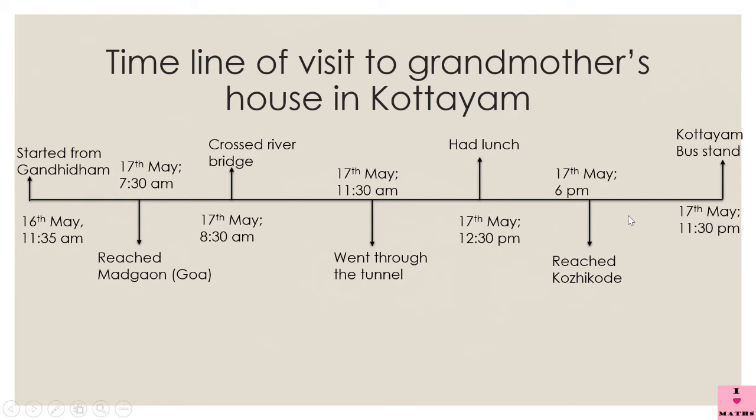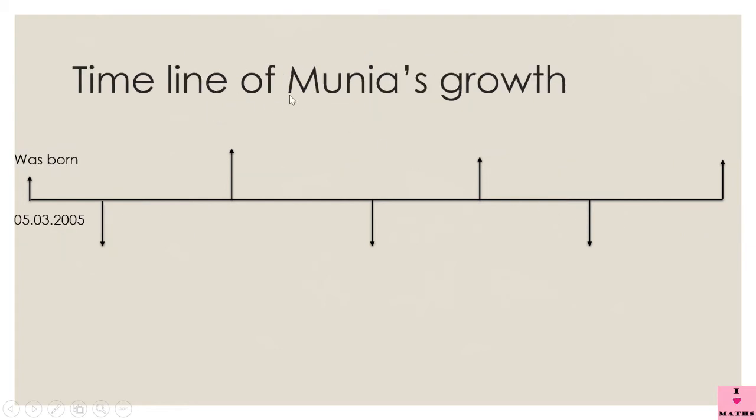In your maths book, there is another timeline about which we have talked, and that is the timeline of Munya's growth. Now, there is a little girl, Rani, who is very excited about her baby sister, Munya. Munya was born on 5/3/2005. It means 5th March 2005. Now, she ate a banana on 5/9/2005. It means on 5th September, she ate a banana for the first time.